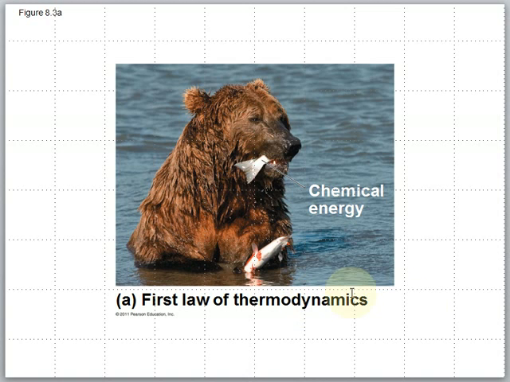The fish didn't create the energy that is in its body. It got it from somewhere else. And now the bear is going to get that energy. He doesn't create the energy. He gets it from eating the fish. So the first law of thermodynamics says there is not a gain or loss of energy in total. There's simply a transfer of energy.